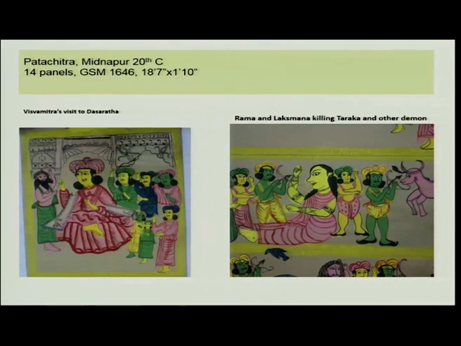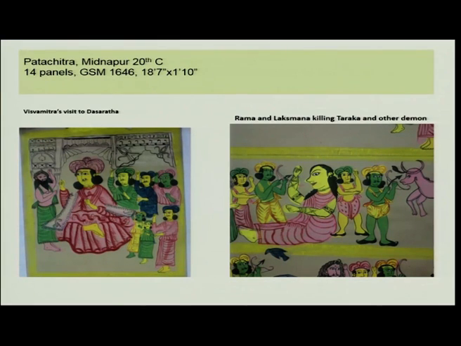So in the first frame, what we see is Vishwamitra's visit to Dasharatha and Rama and Lakshmana killing Taraka and other demons. The picture is again a 20th century Patachitra with 14 panels from the same museum, the Guru Sadaya Museum. The number of the scroll is 1646 and it's 18 feet 7 inches by 1 feet 10 inches in size. So it starts with a frame where Vishwamitra visits Dasharatha, and not before that.